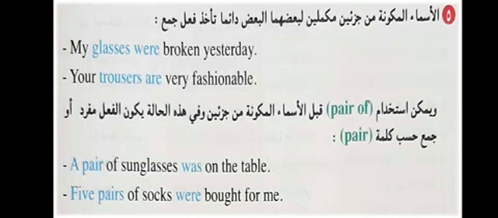If you want to make those nouns singular, you can use a pair of before them, like a pair of sunglasses was on the table, 5 pairs of socks were bought for me.